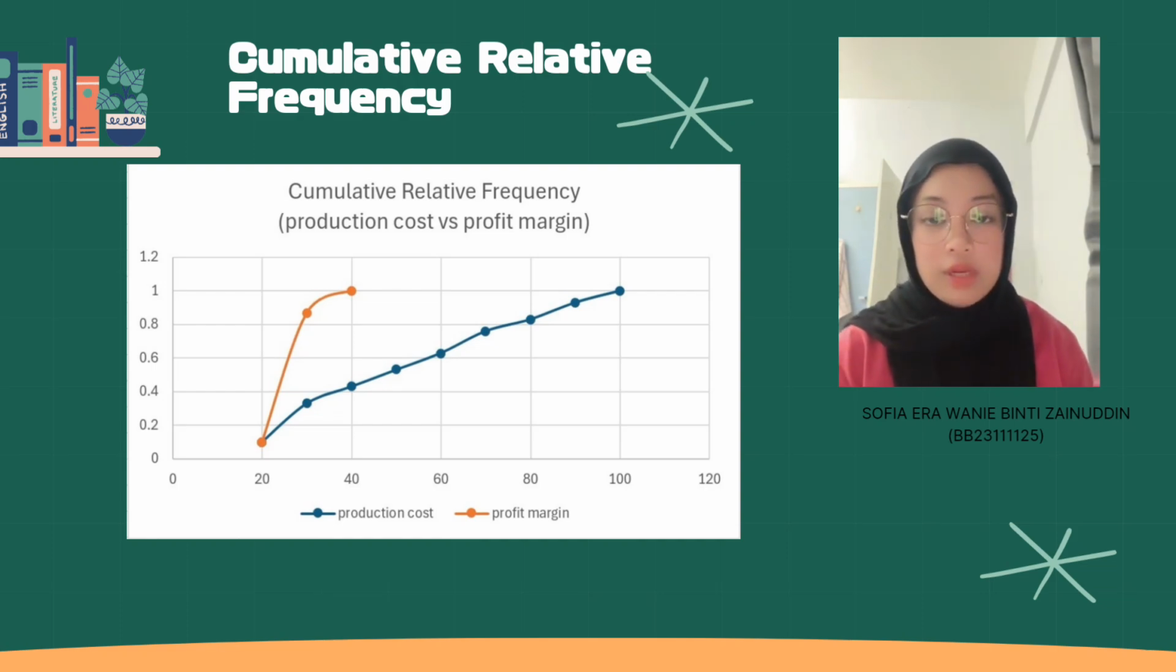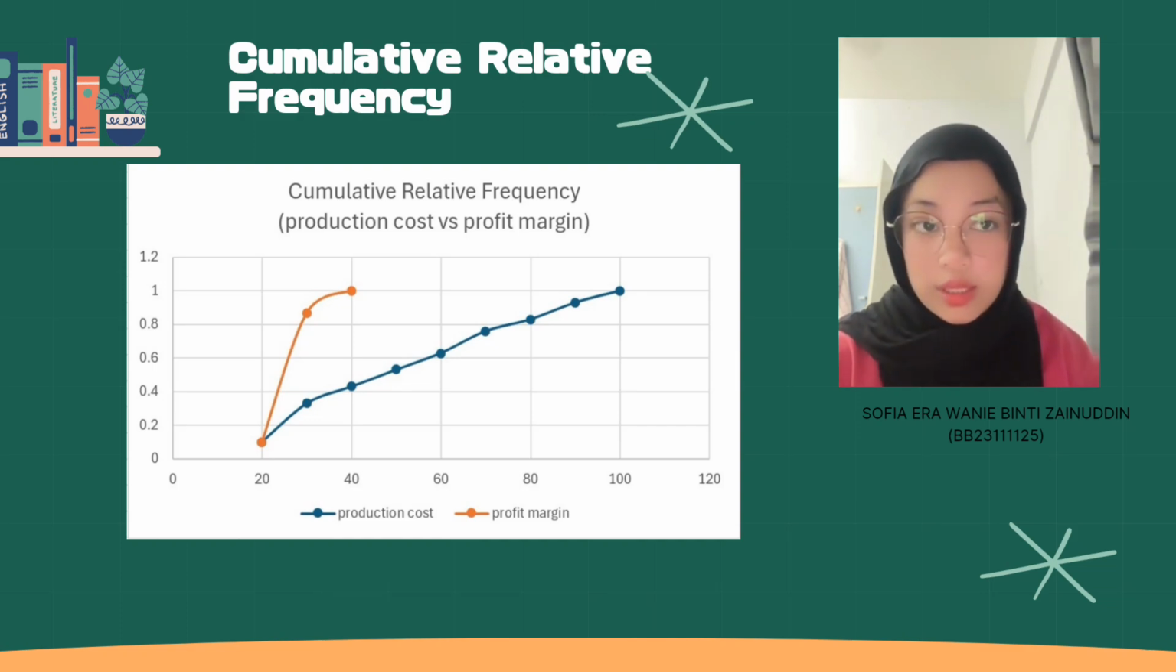BB23111125. I would like to discuss the second graph. This graph shows how the data adds up step by step for production cost and profit margin. It's called the cumulative relative frequency graph because it adds the frequency one by one as you move along the range.